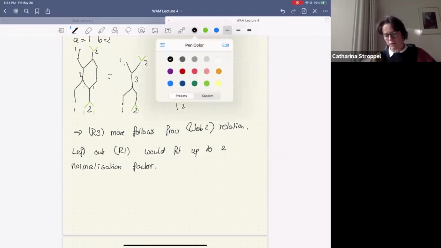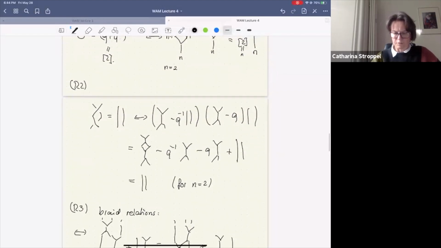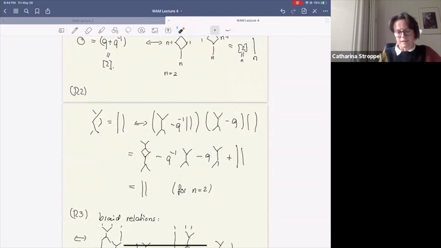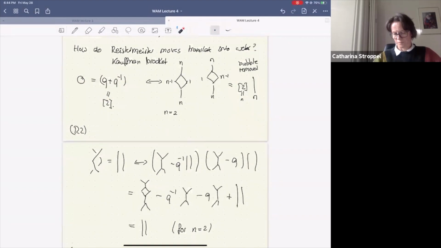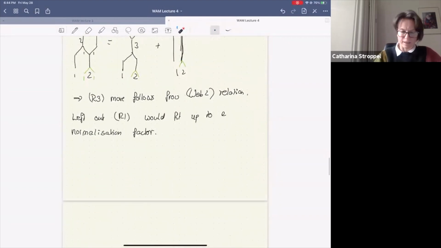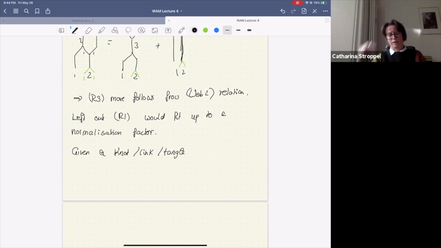And where did I use now anything about n? I only used anything about n when I wanted to remove this bubble, and when I wanted to match it with the value of the unknot. So if I would say the value of the unknot is the quantum number n, then all the relations would still be true. And so what do I get out of this? What I get is, given an oriented, or maybe not oriented, given a knot diagram or link diagram, or even a tangle diagram. So tangle diagram just means I can have open ends at the bottom or top.